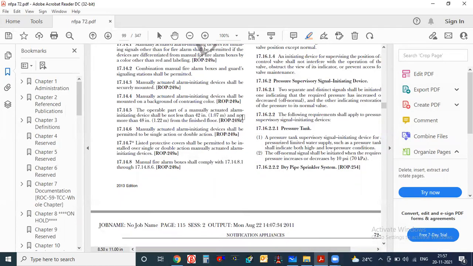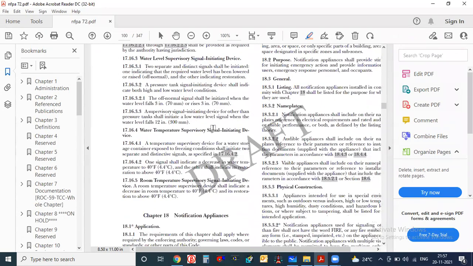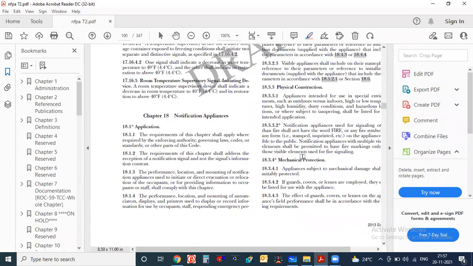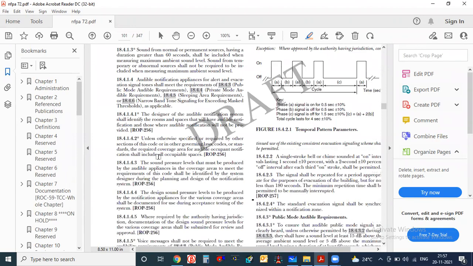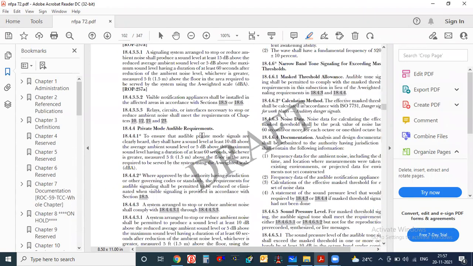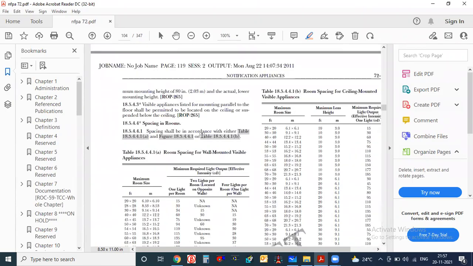But this book requires a lot of time to study. After this notification applies, the requirement shall apply where required by the enforcing authority. This is also another thing. Mechanical protection, physical mounting. Maybe they're talking about the mechanical construction of the initiating devices in this particular chapter. I don't find any important thing here.